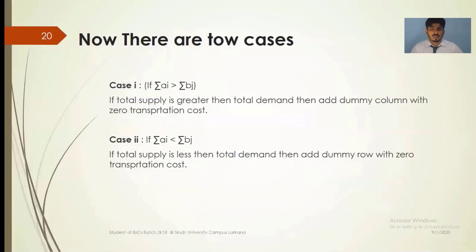Now there are two cases. Case 1: if total supply is greater than total demand, then add a dummy column with zero transportation cost. Case 2: if total supply is less than total demand, then add a dummy row with zero transportation costs.